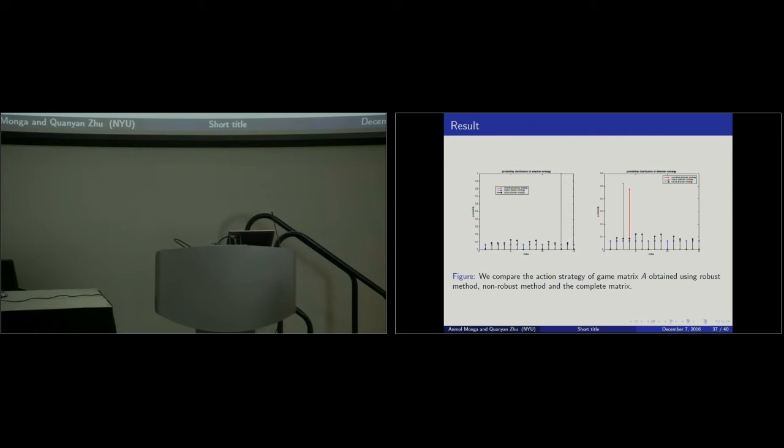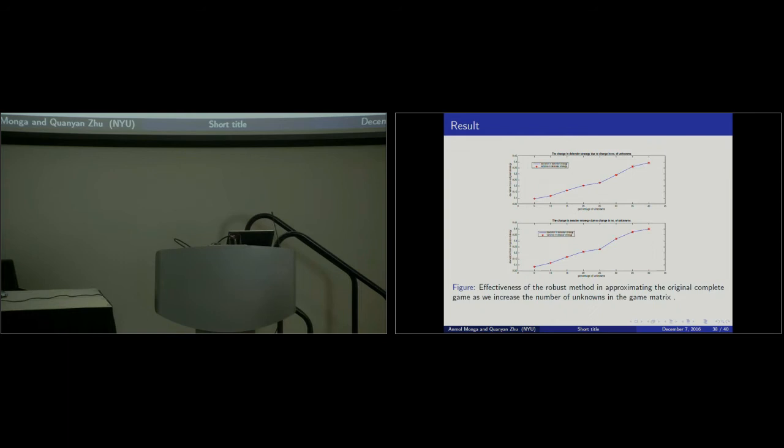But for the non-robust one, you can see that the moment you complete the matrix and then find a strategy, there is a huge deviation between the solution you found by the non-robust approach versus the solution you found through the robust approach. This robust solution seems to have higher fidelity to the solution you're looking for. Even though it's the worst case solution, not exactly the original solution, it still has a continuity, which is nice for us.